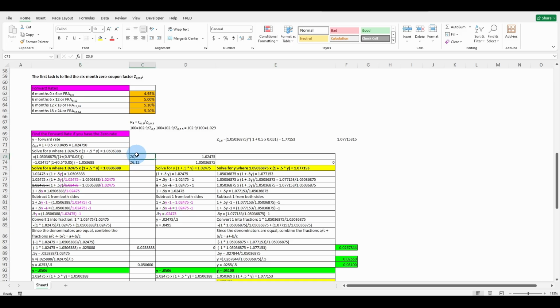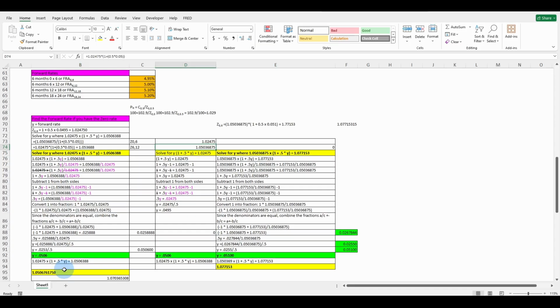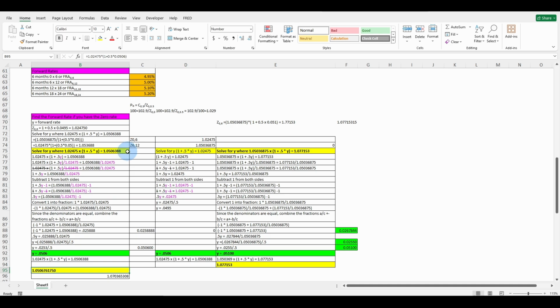4.95. That means the 0 of the first 6 months and the 0 for the second 6 months. Solve for y, where 1.025 equals 1.5068. Y will equal 0.506. And then we're just going to go through, and I did this repeatedly.